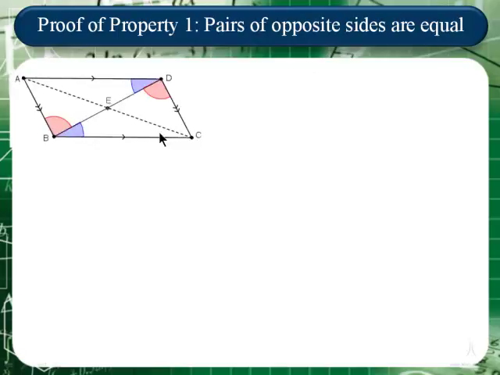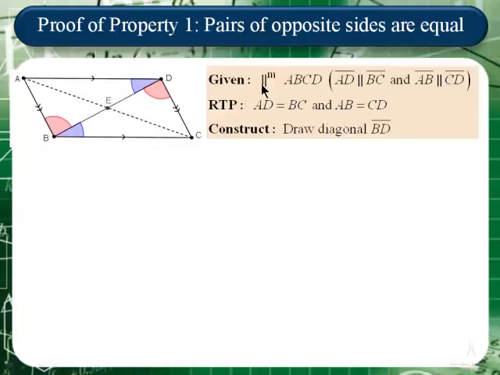We will now proceed to prove the property. So we look at the first property, namely that pairs of opposite sides are equal. Just remember, as a starting point, we only have the definition. So we are only given that we have a parallelogram. So in other words, we only know that two pairs of opposite sides will be parallel. What must we prove? We must prove that AD is equal to BC and AB equals CD.